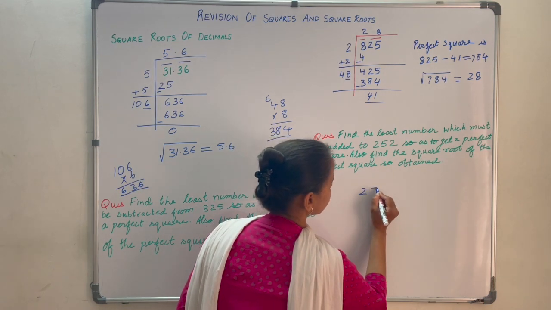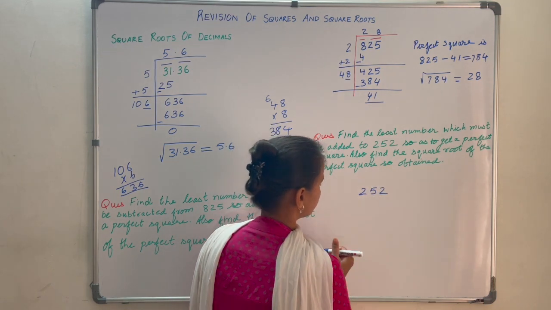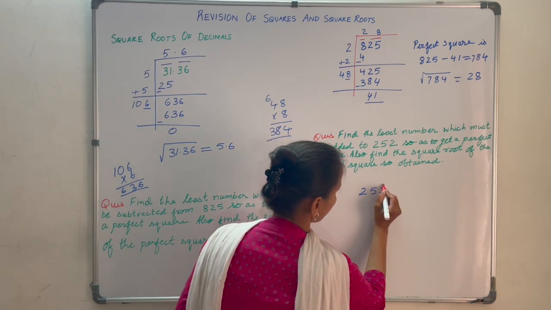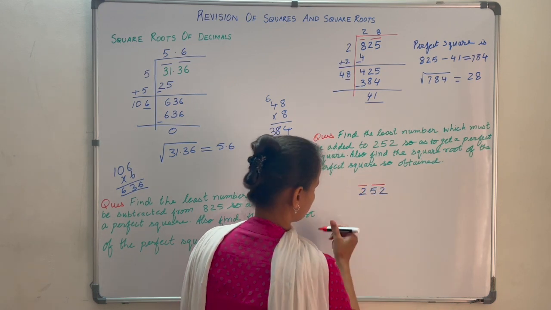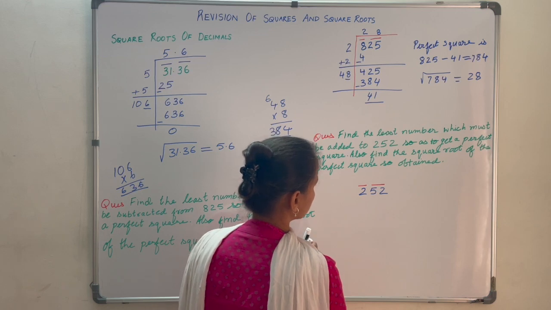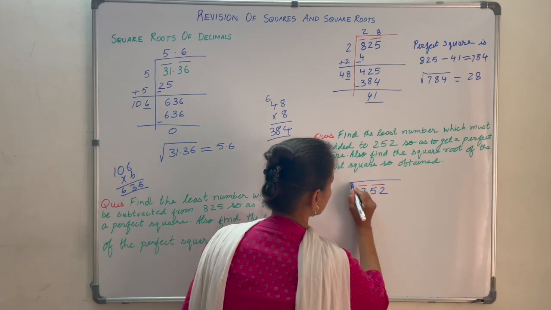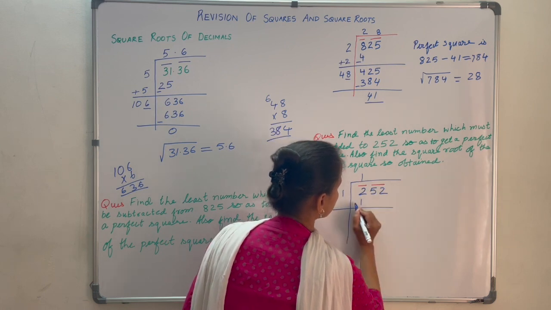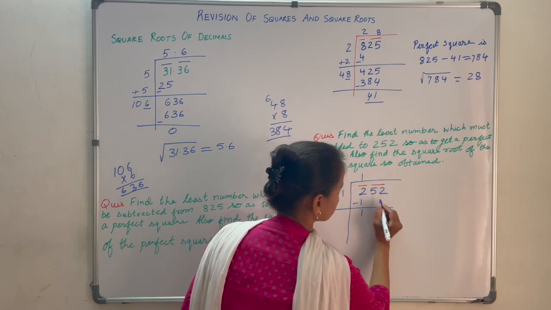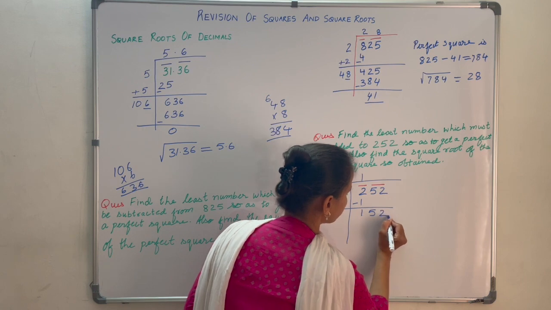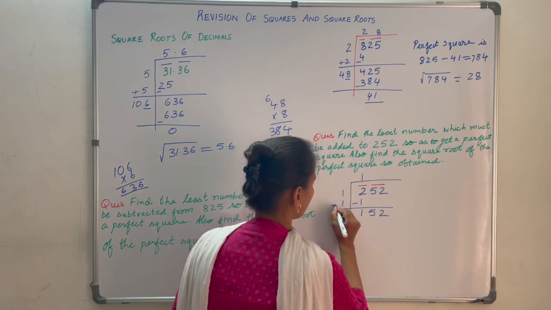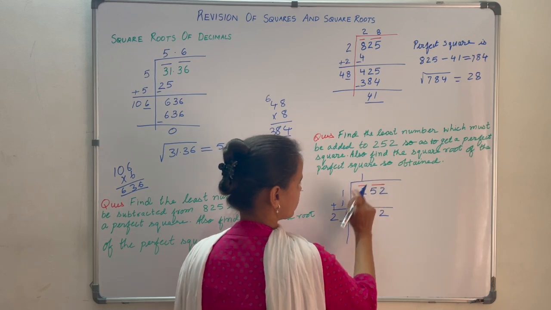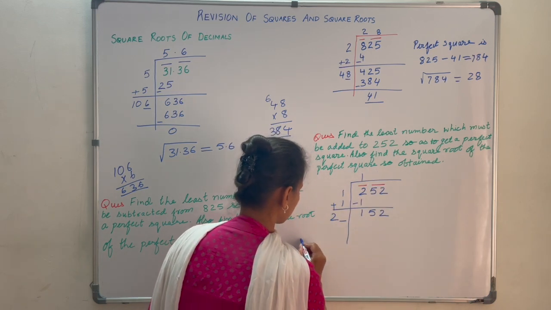So 252. You need to first place the bar. Let us place the bars starting from the ones place in pairs. So the first number under the bar is 2. Here it will go by 1. So you need to subtract now. Bring down the next number under the bar, that is 52. 1 plus 1 is 2. So you need to look for the largest number which you can write here and the same number you have to write down there.